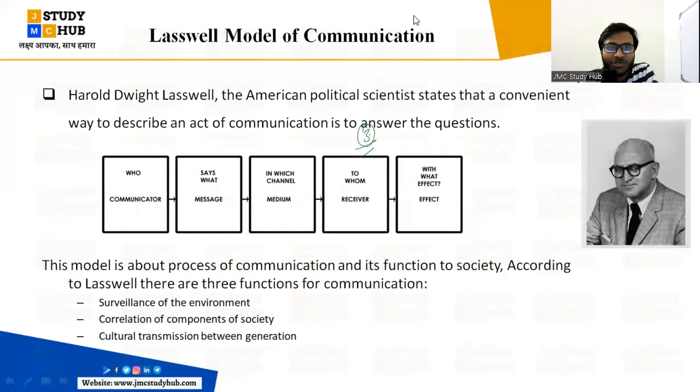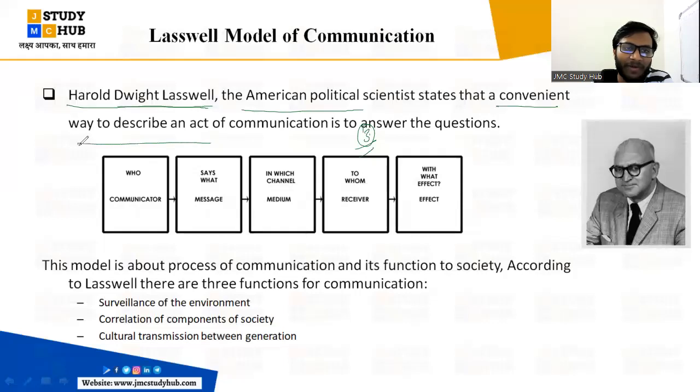Let's talk about the Lasswell model of communication. Who gave this model first? It is Harold Dwight Lasswell. Harold Lasswell was an American political scientist, and he states that a convenient way to describe an act of communication is to answer the questions. Very important.